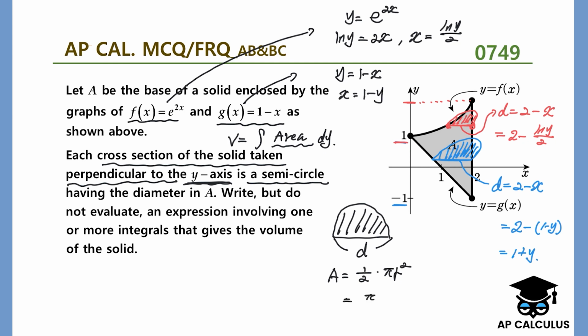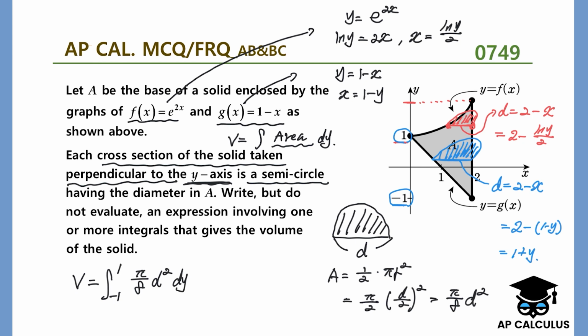In terms of diameter, r is equal to d over 2, right? So that's going to be pi over 8 d squared. So our volume is equal to the integral from -1 to 1 of pi over 8 d squared, let me write d squared first, dy. That's our area, and we must have a dy here.